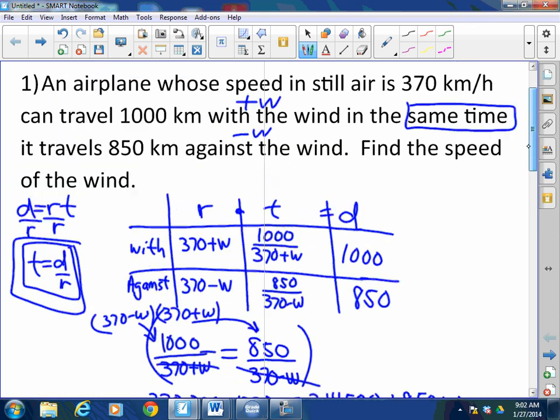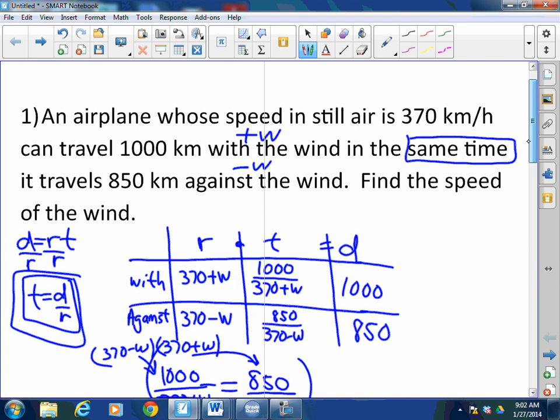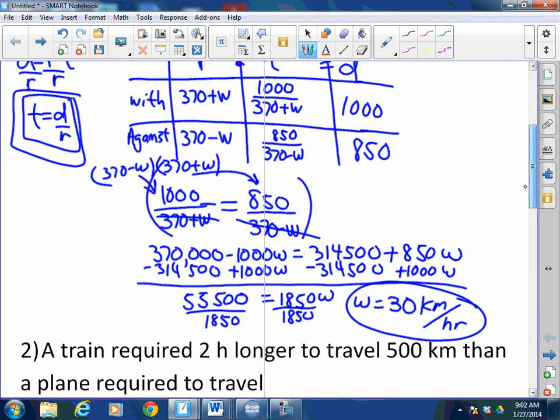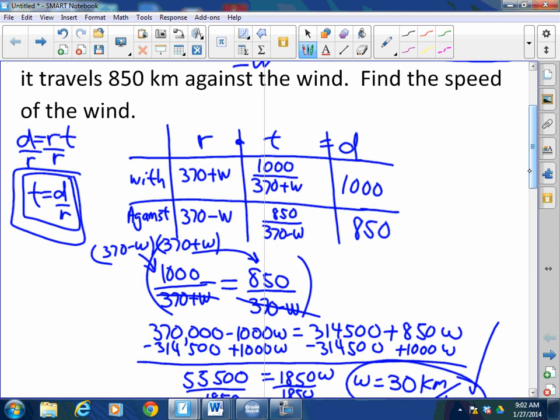Okay, let's look at the question. The question was, do you then plug it in? Find the speed of the wind. In this particular case, the speed of the wind is what we found. Now, if they ask you, find the speed of the plane while it was traveling with the wind, you would add 30 to 370, and that would be 400 with the wind. If they asked, find the speed of the plane against the wind, then you would subtract the 30, and then it would be 340 kilometers per hour. So yeah, it depends on what they ask. Thank you very much, sir.